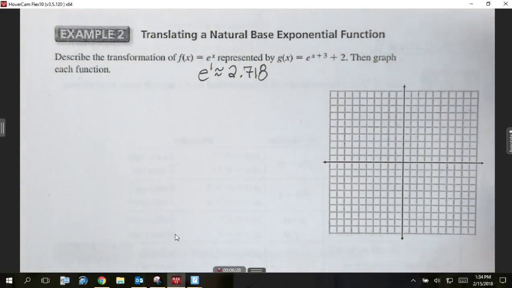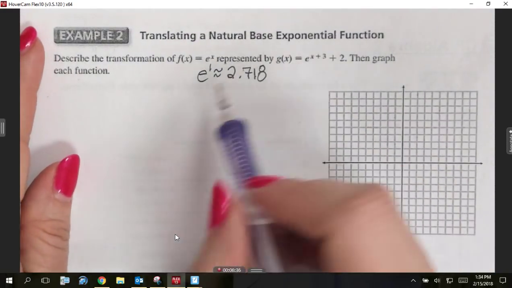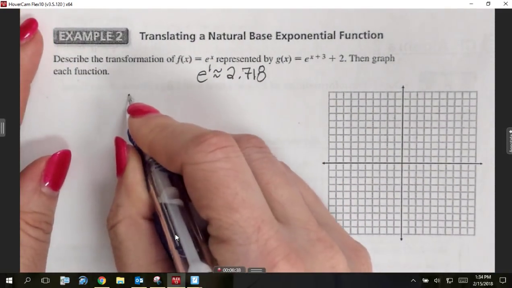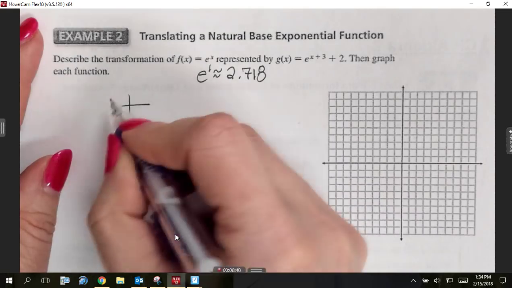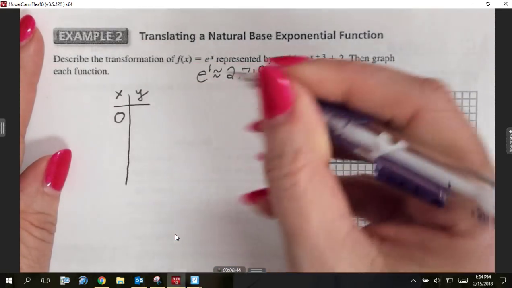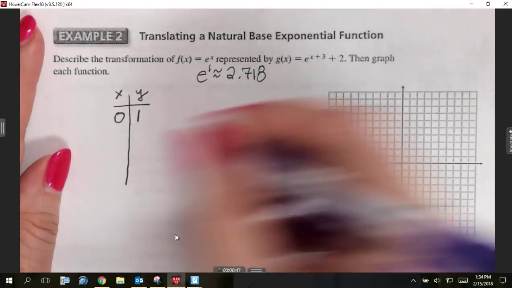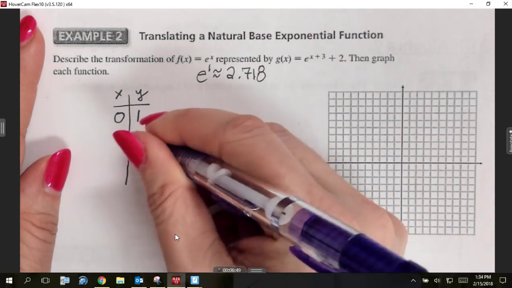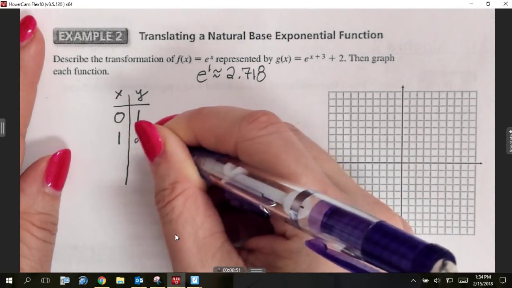2.718-ish. If you don't know that, write it down, because I'm going to do this one without the calculator. It'll be fun. So I'm going to start with f of x. I'm going to choose 0, plug that in for x, and I get 1. I'm going to choose 1, plug that in for x, I get 2.718.